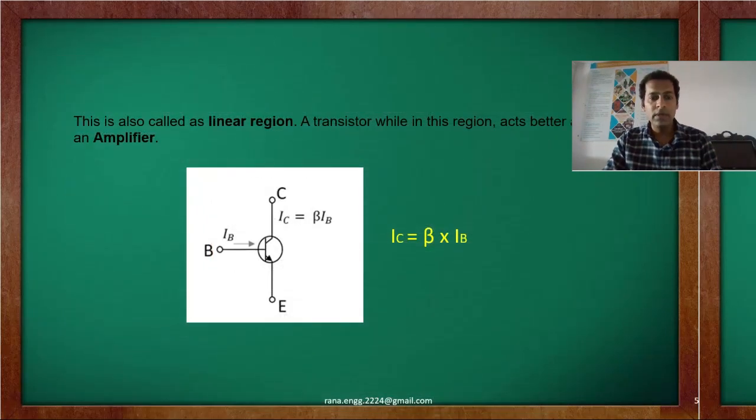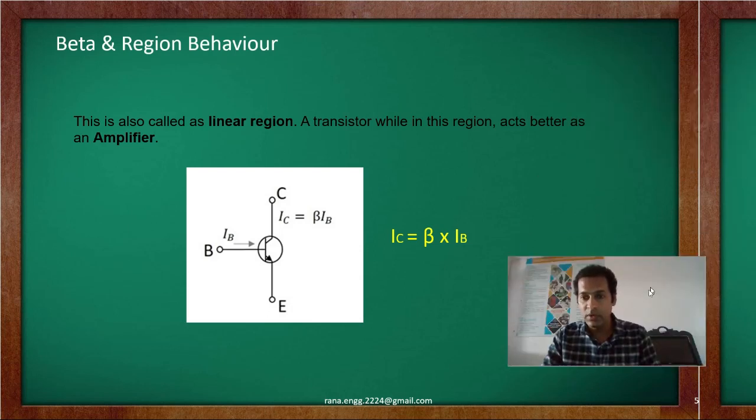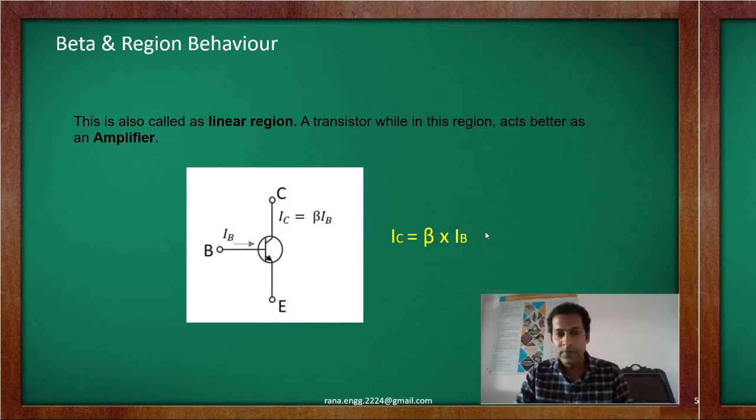Then next, we will discuss the beta and region behavior. We have discussed beta in the previous session. What is beta? Beta is the gain. Alpha and beta are two parameters we have seen, and both of them are gains. What is gain? Gain is the profit, in simple language.